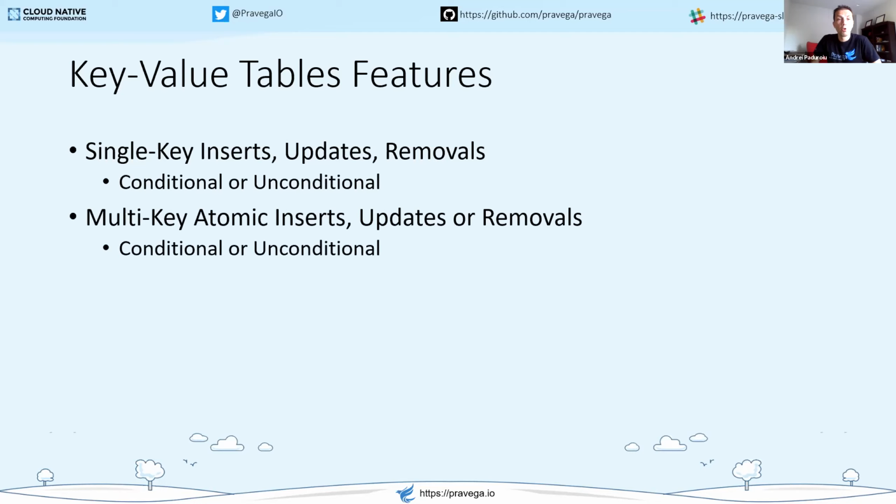Also, you can do multi-key atomic operations. So if you have a batch of, let's say, 5 keys that you want to update at the same time, you can batch them together, and Pravega will ensure that they will either all go in or none of them will. And you can mix and match conditional and unconditional updates within this batch. So for instance, within those 5 updates, you can have 1 or 2 which are conditional and the other ones are unconditional, but the entire batch, the entire update, is going to be conditional on those 2. So you can be very creative with what you can do there.